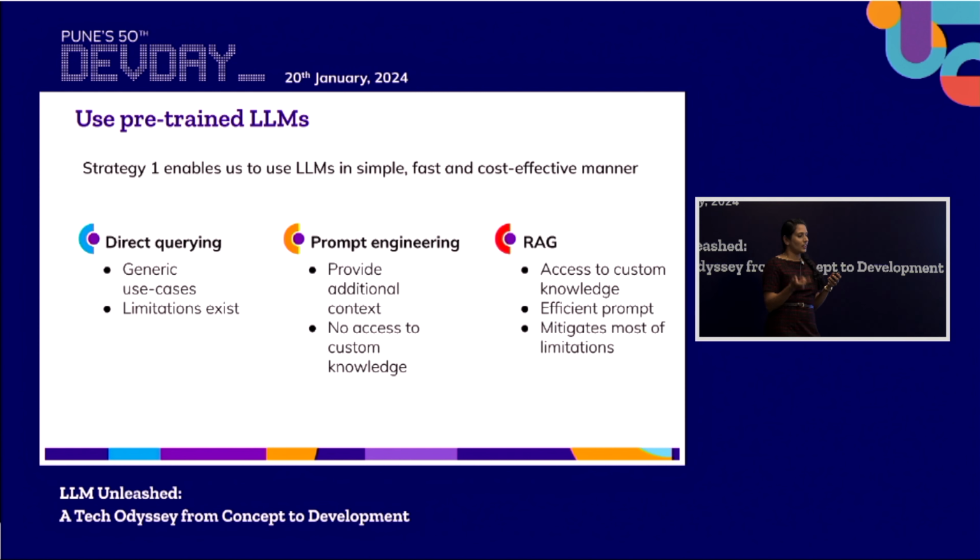Lack of knowledge, hallucinations, inappropriate out-of-scope responses, all these things can be curbed down or reduced to a fair bit by this strategy number 1, which is just using the pre-trained model and working around it. So you can directly query it for generic use cases, use prompt engineering to provide context, and on top of prompt engineering, give it access to custom data so that all these strategies will come together and enable us to build real life applications.